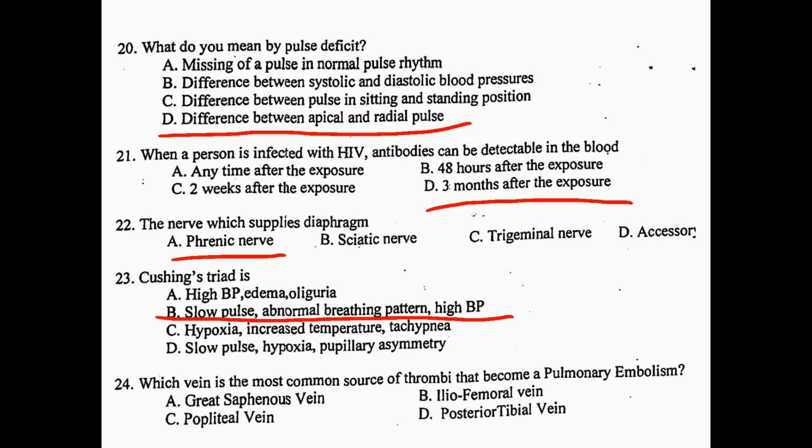Question number 24. Which vein is the most common source of thrombi that become a pulmonary embolism? Options are great saphenous vein, iliofemoral vein, popliteal vein, posterior tibial vein. The correct answer is option A, that is great saphenous vein.